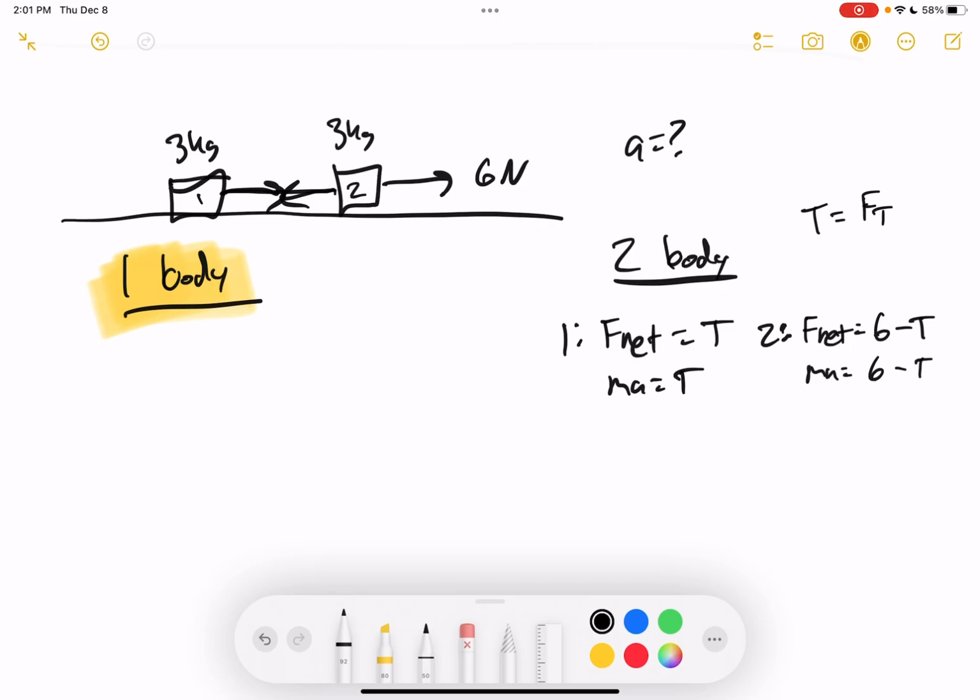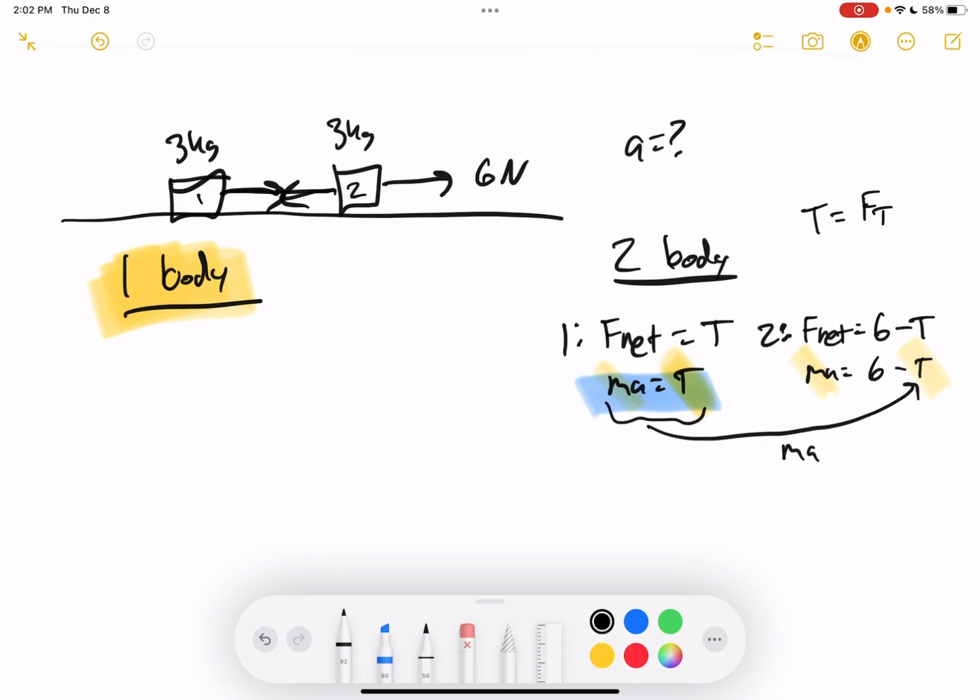Now I actually have two things I don't know. Right? I don't know the a, I don't know the T. But I also have two equations, so I'll be able to solve it. So what I want to do is solve for the acceleration. Well, this second equation is actually already solved for T, so I can go ahead and plug that in over here.